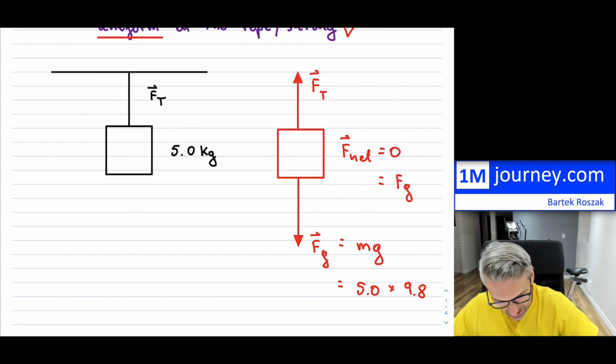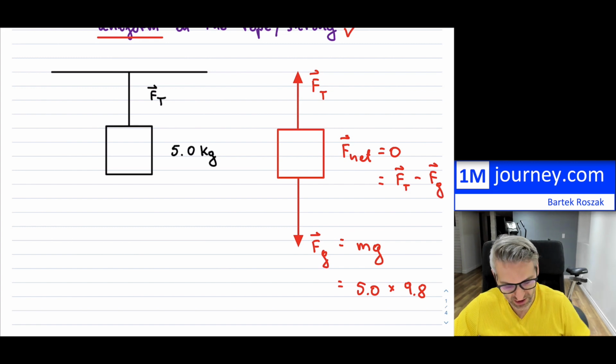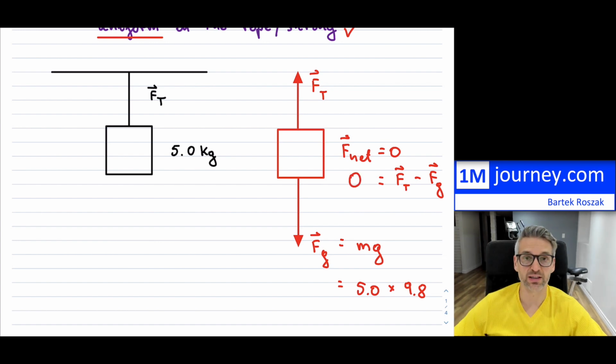So let me stay consistent on up being positive. In that case, I would have put the tension force, and then minus the actual force of gravity. At least this way, it's all consistent. So this is what I would have. And now, because this is 0, you can clearly see that the force of tension is identical to the force of gravity. That is what the tension, what that wire or rope or string, would have to withhold.